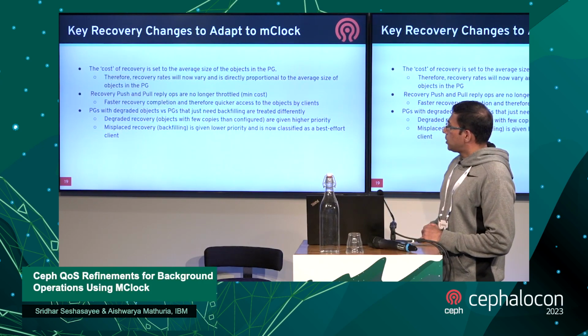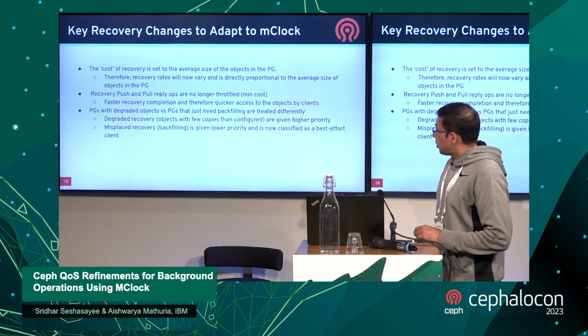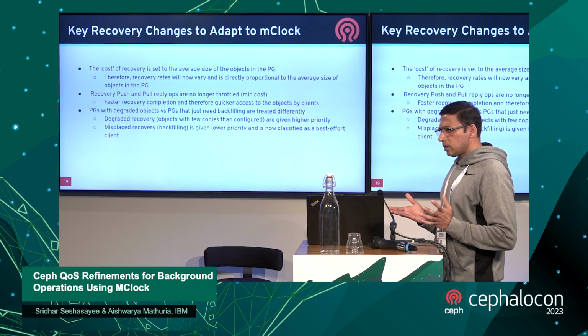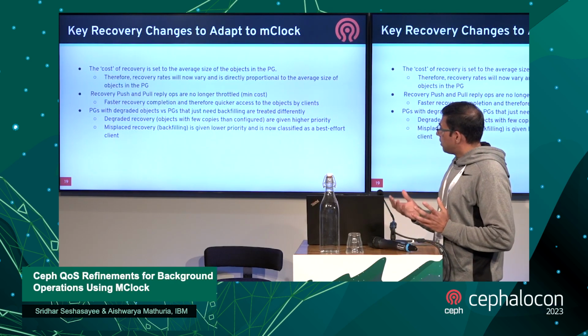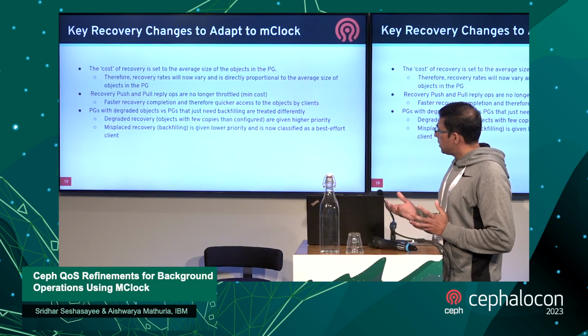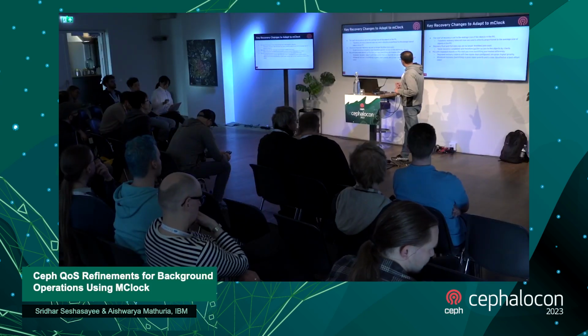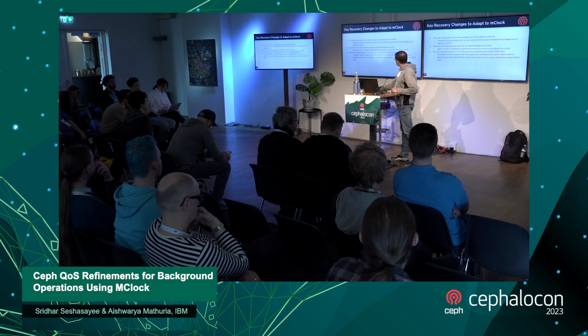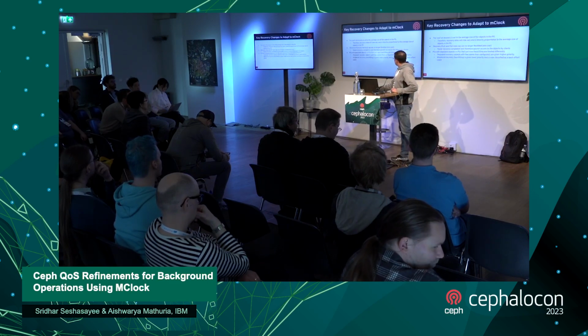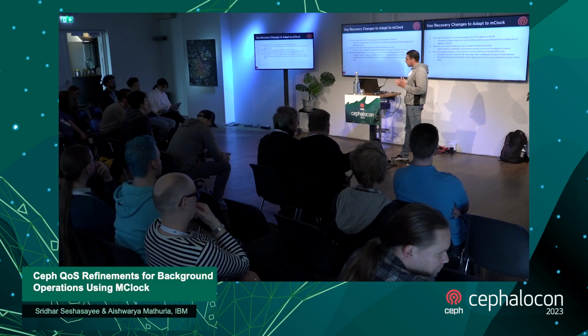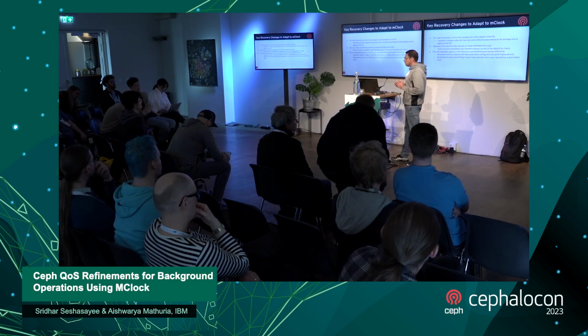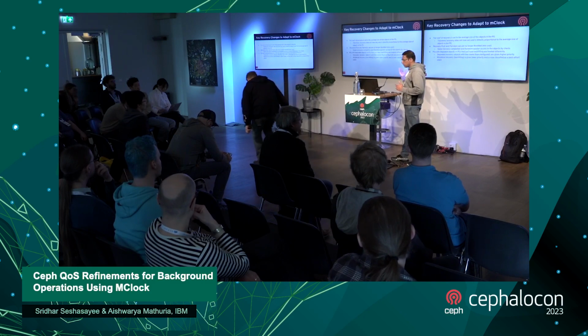So from the inferences portion, we identified key changes to be made to adapt to the MClock algorithm. And the first, obviously, is the cost. So what we do is now take the average size of the objects in the PG. That will be a realistic indicator of the size of the objects in the PG, and that is set as the cost for the recovery. Since it's now going to be dynamic, recovery rates will now vary and are directly proportional to the average size of objects in the PG.